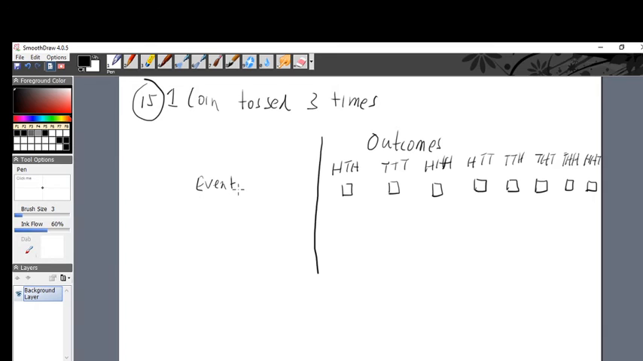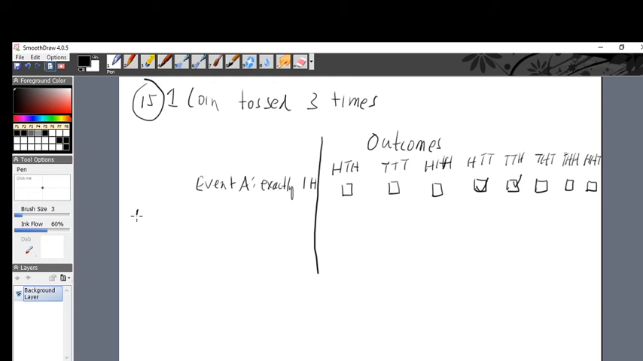Event A. What's event A? Event A is exactly 1 heads. So this is what you do. Where do you have exactly 1 H? Right over here, HTT. You check that box. And then TTH, you check that box, exactly 1 heads. And that's it. The rest have either 2 heads or 3 heads or no heads. But the ones with exactly 1 are those. So that's the outcomes you do for event A.